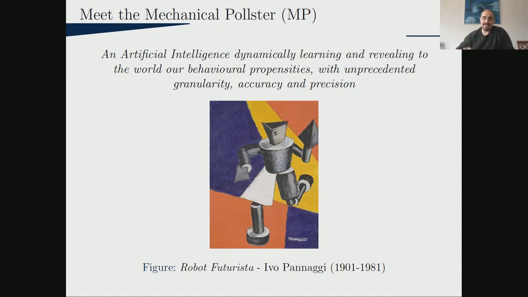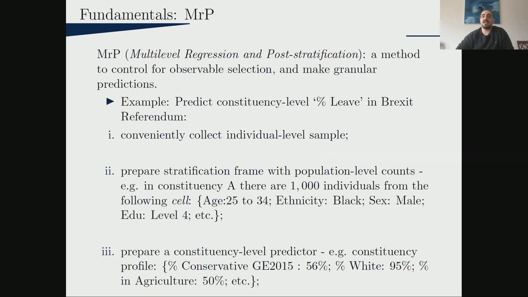And I believe that this mechanical pollster will come to be in the next 10 or 15 years. Part of the reason is that the fundamental backbone of this idea is a methodology called MRP, multilevel regression and poststratification, which has been making the rounds recently. I'm sure some of you are familiar with it. If you're not, don't worry, I'm about to recap it very quickly.